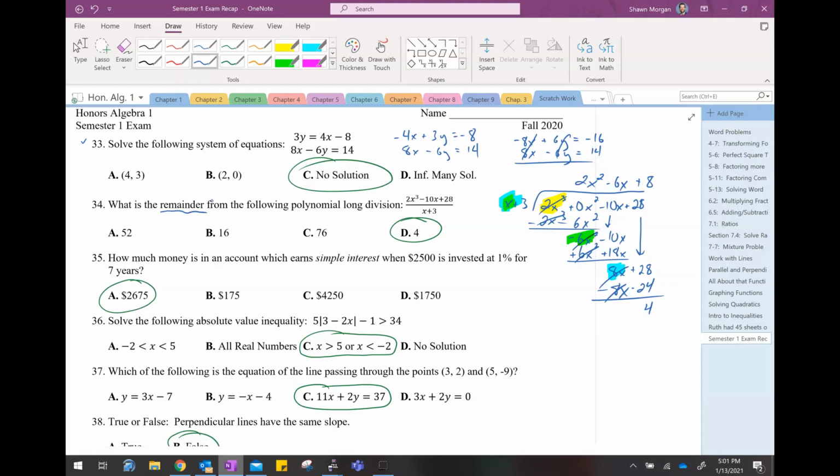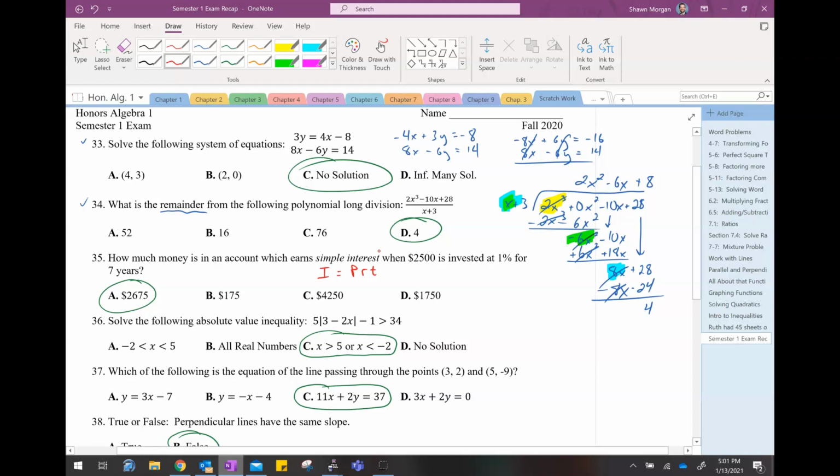Number 35, when we look at number 35, that's a simple interest formula, so I have to have that formula memorized. I'll write that up in red. Simple interest, I equals PRT, so the amount of interest earned in an investment of P dollars times a rate of R% times the duration, which is T years.